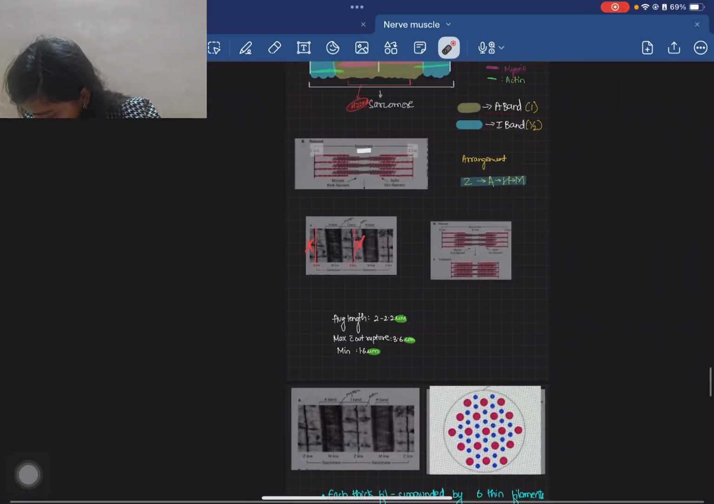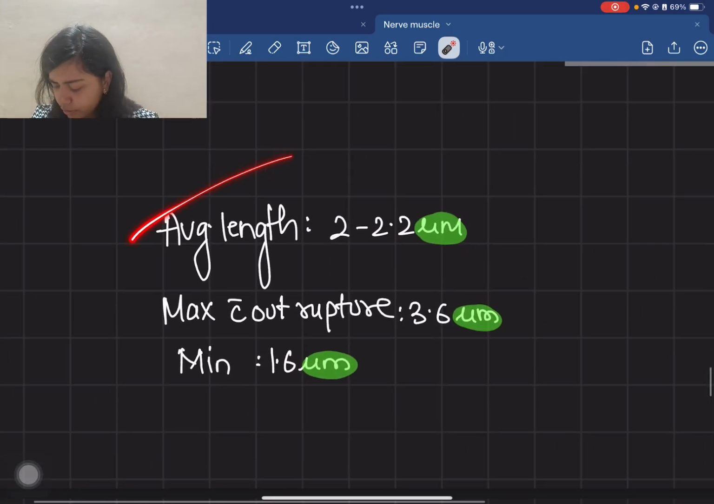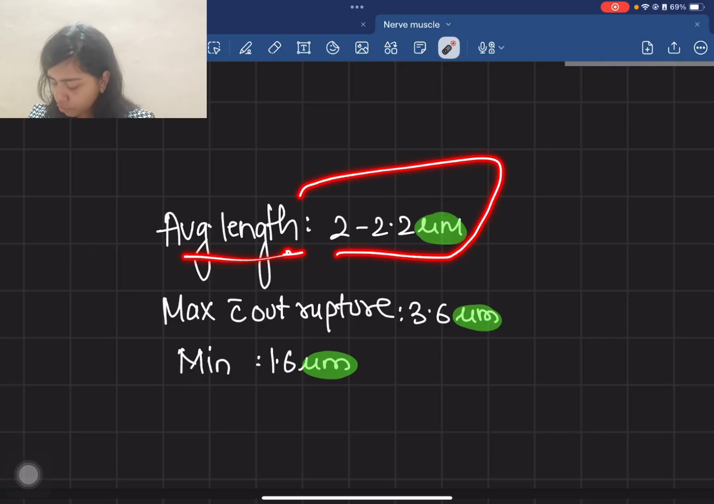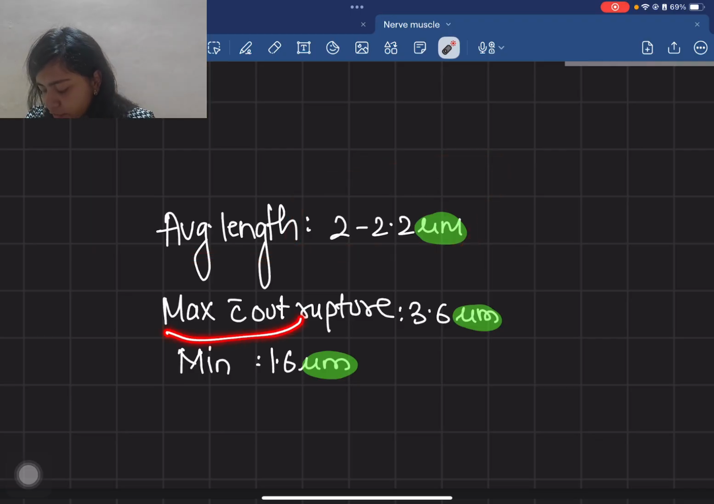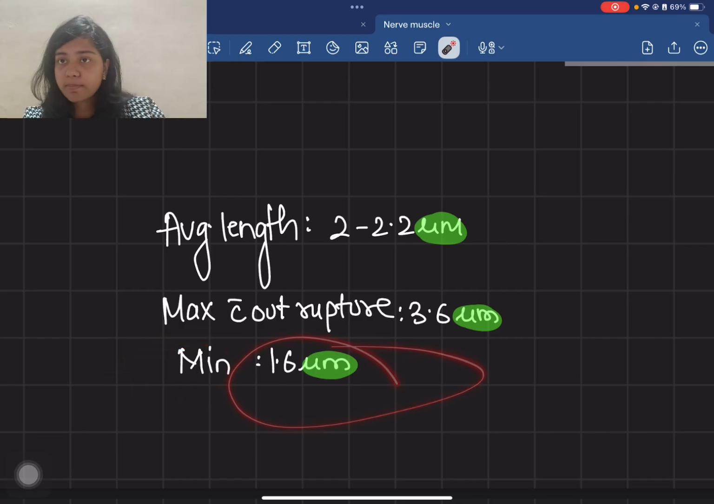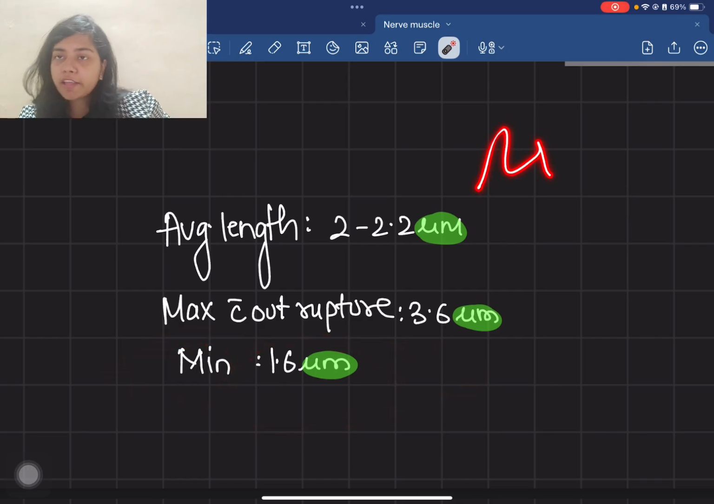Okay, so this, if you can remember, you shall remember. You may remember this, but not so important. Average length, answers it may be helpful, but otherwise no questions. So average length of a sarcomere is 2 to 2.2 micrometer. Maximum length of the sarcomere without rupture is 3.6 micrometer, and minimum length of the sarcomere is 1.6 micrometer. So at least you remember that it is in micrometers.